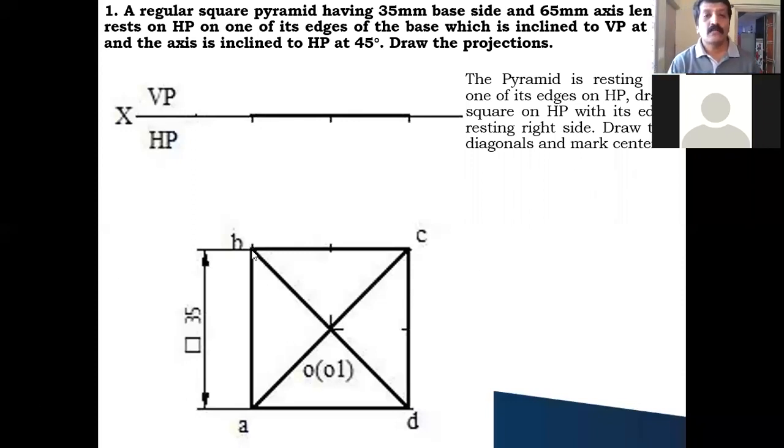First you draw a square of 35 millimeter in the top view, the true shape diagram. Then draw the diagonals. The base you can call by any name. I have taken it as A, B, C, D. And then after getting the center point, I will call the base center point O1 and the apex point O. Why have I written O1 within the bracket? When you see from the top, the base center point I cannot see. So that's why it is put within the bracket.